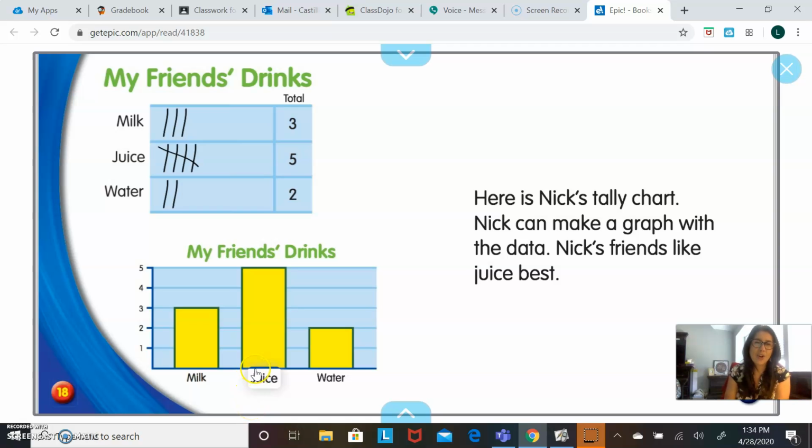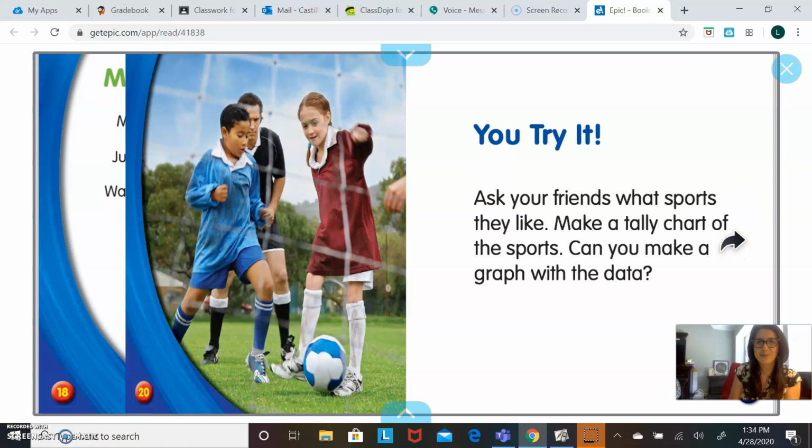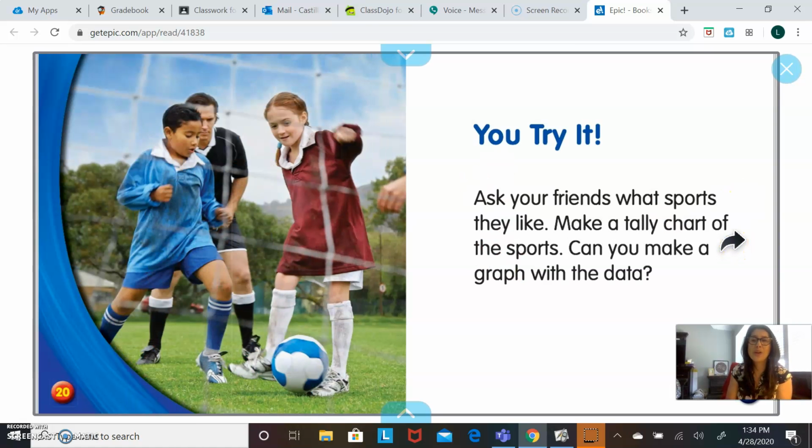So Nick can make the graph with his data, and Nick's friends like what best? You can see that the tallest one that goes highest is juice, right? So we can easily tell by this chart that juice is what his friends like the best. And the least, water, even though water is really good for you, right? Okay. So you are going to try it, but this is going to wait till the next lesson.